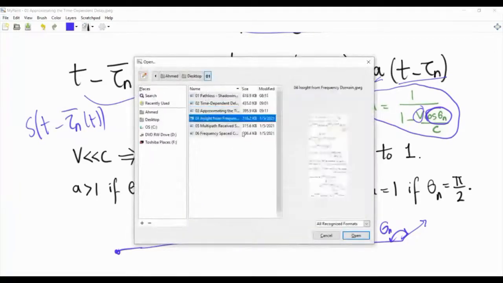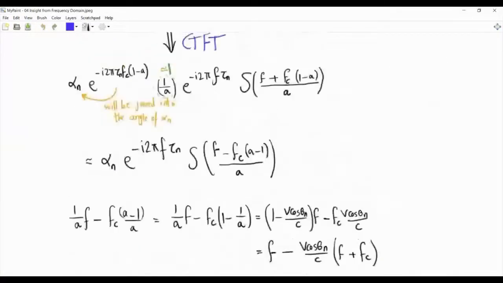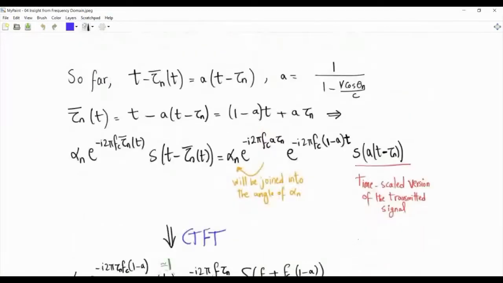Any questions? Okay, so this is what we have right now: the approximate formulas for the delay. And now we go back to our received signal, which is this thing, and let's make use of our approximations. So we'll take the formulas for tau bar and t minus tau bar of t, and we just plug them in. And so here's what we get.